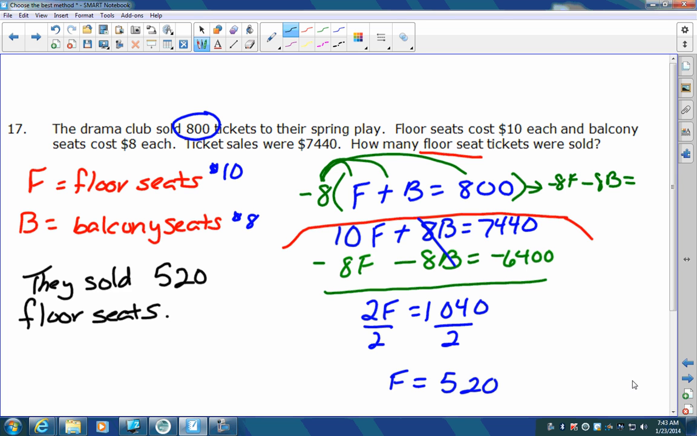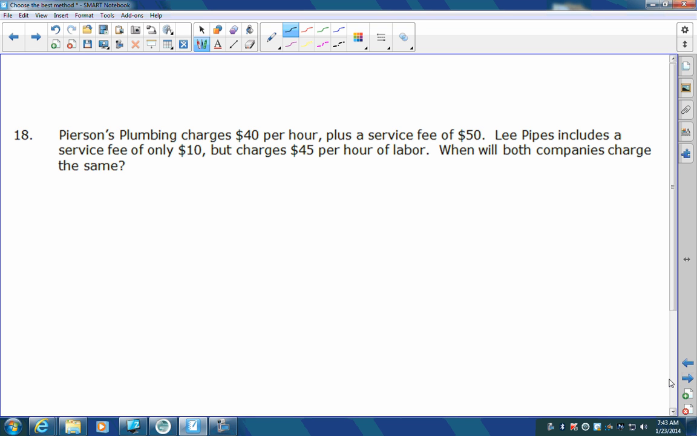All right, let's look at number 18. It says Pearson's Plumbing charges $40 per hour plus a service fee of $50. Lee's Pipes includes a service fee of only $10, but labor is $45 per hour. When will both companies charge the same? So we're talking about both of these companies, and we're talking about how much they charge. How do we figure out how much they charge? What does it depend on?